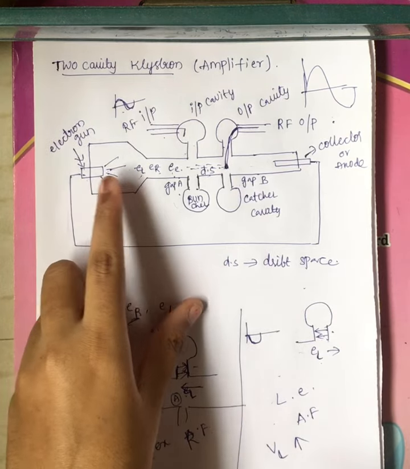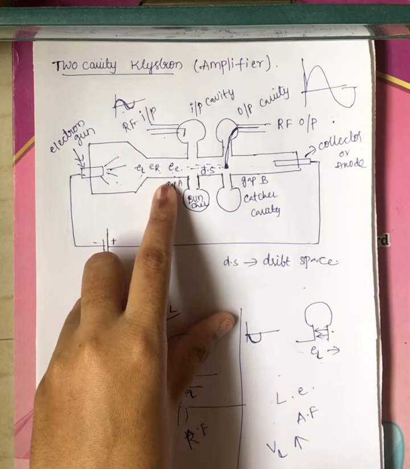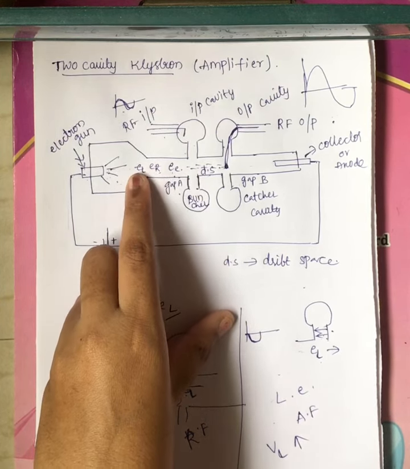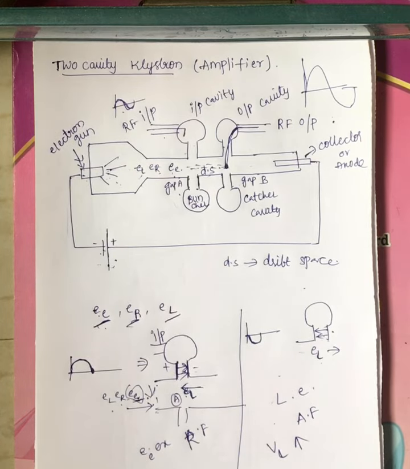Among that beam of electrons, let us consider three electrons: early electron, reference electron, and late electron. The first electron generated from the electron gun we call the early electron, and the last generated electron from the electron gun we call the late electron, right?